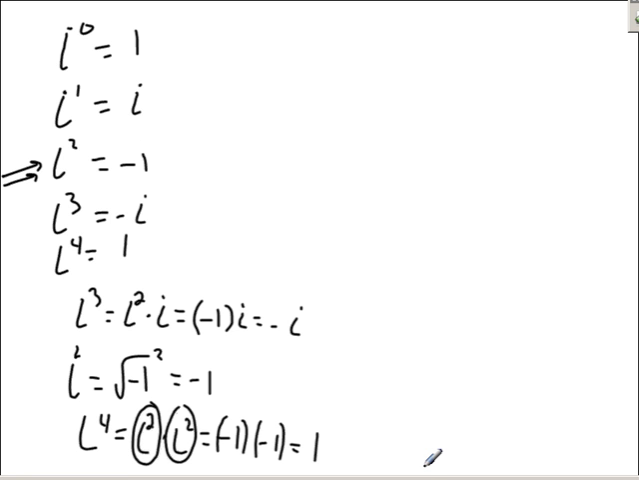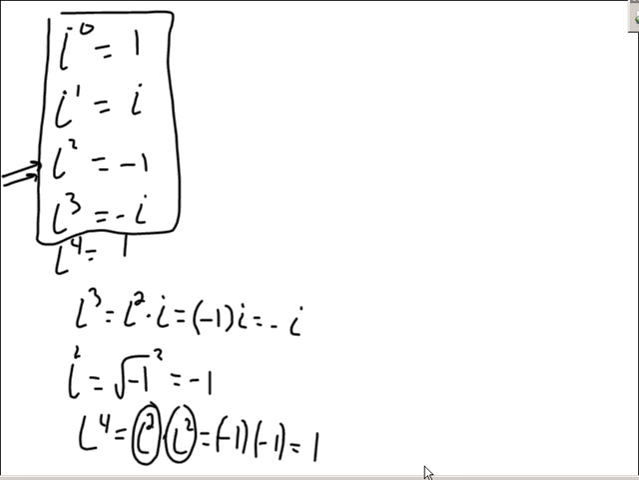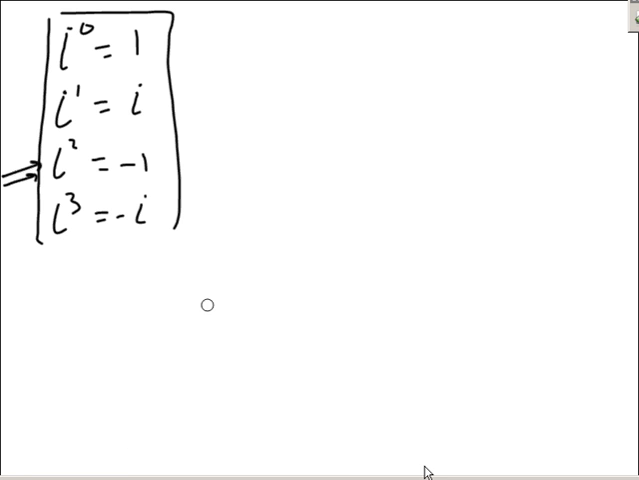So those are, excuse me, we didn't even need the last one. These are the 4 that we should know. It was correct, i to the fourth is positive 1, but we didn't need it. Just like I didn't write down i to the 6, or i to the 7, or i to the 5. These 4 you have to know. You must know these 4.